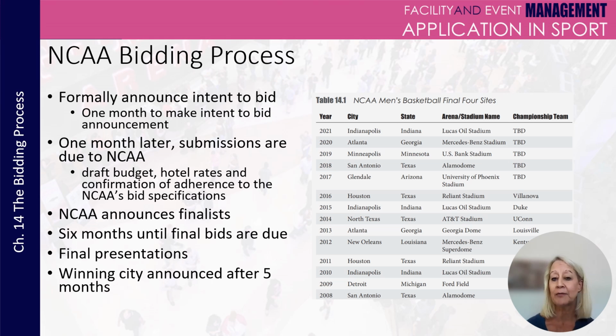The NCAA reviews submissions and announces the list of finalists. The finalists have 6 months to prepare their full detailed bid packages. Cities deliver their final presentations to NCAA decision makers. After the presentations, there's a 5-month review period before the host city is officially announced. This process ensures transparency and allows ample time for planning, budgeting, and compliance with NCAA standards.